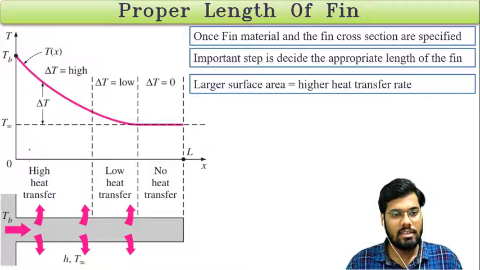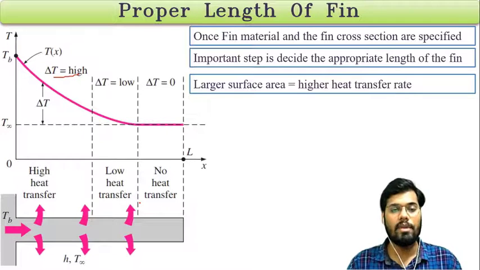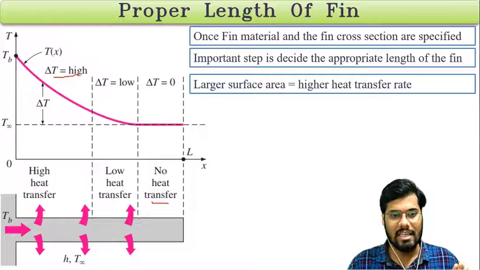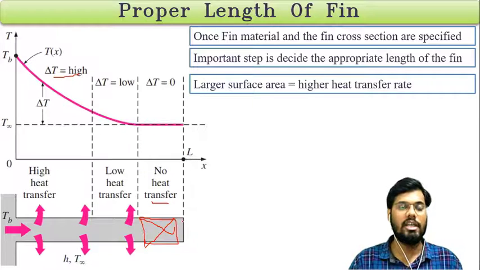As in this graph, up to a certain length of the fin, the delta T is high, that's why the heat transfer rate is high. After crossing some certain length, the temperature difference between the surface of the fin and the surrounding is low, so the heat transfer rate will be low. And after crossing a certain length, there will be no temperature difference between the fin and the surrounding, so there is no heat transfer. So this length, this material of the fin, is totally waste for us, and it increases cost as well as decreases the performance of the system, because it blocks the fluid flow which is required for the convection heat transfer rate.